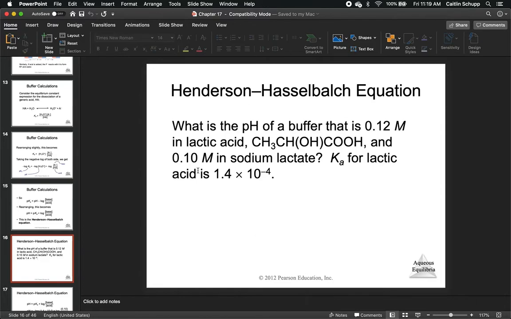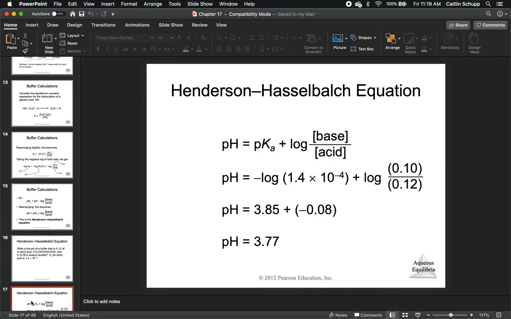All right, so we have information. We have a Ka, we have a base concentration, we have an acid concentration. So we're going to go to the Henderson-Hasselbalch. Anytime you see the term buffer, Henderson-Hasselbalch should be the first thing you think because it's so simple. It works in so many situations, and if you can master this, you're going to be able to do those buffer problems no problem. So the first thing we're going to do is plug in the pKa.